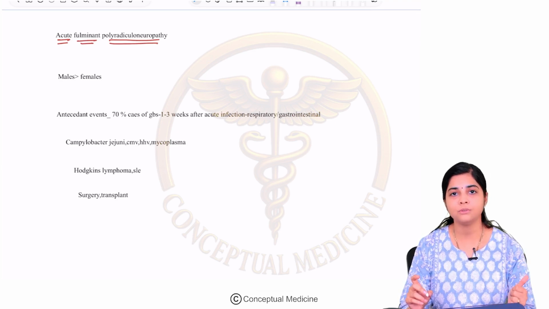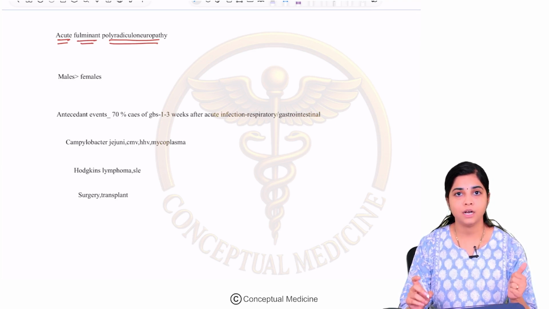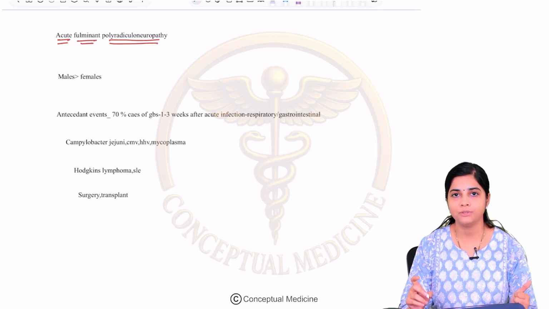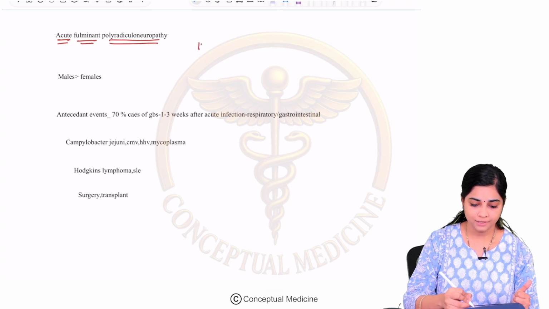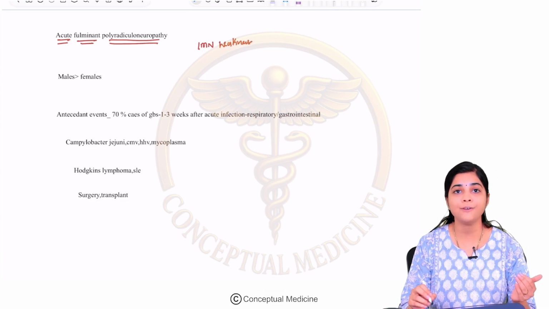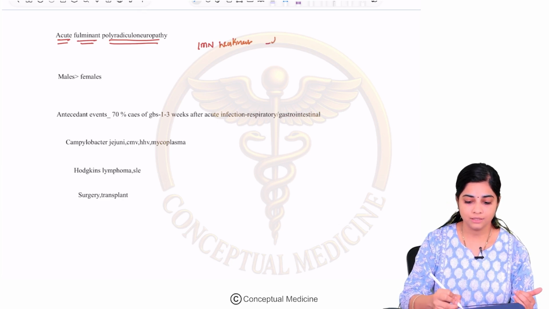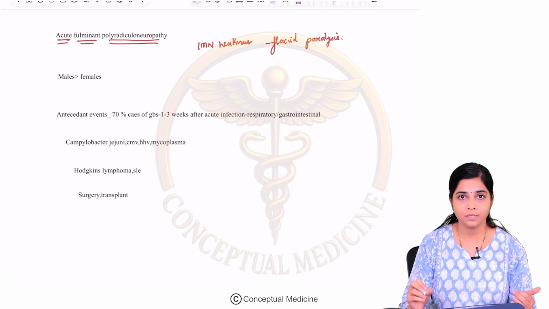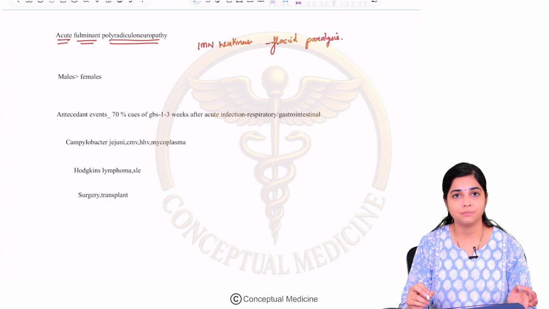So there is an acute onset weakness, right? Acute onset weakness of what type? Just now I told you it is of the LMN type of weakness. LMN type of weakness means, will there be spasticity or flaccidity? There will be a flaccid paralysis. So there is an acute onset fulminant LMN type of flaccid paralysis.